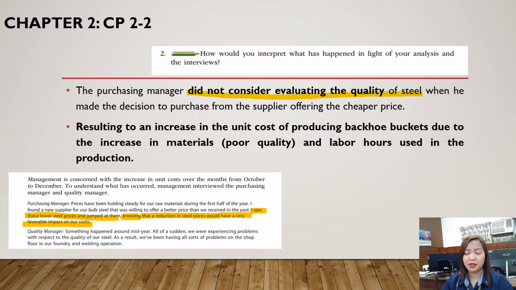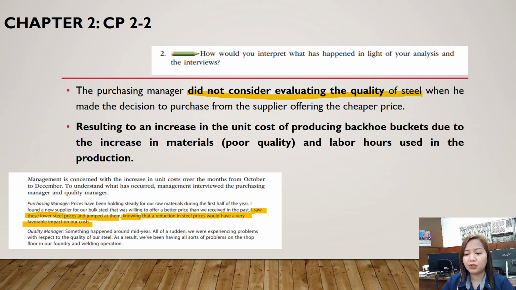Well, he is not wrong. If there is a reduction in the prices of raw materials, it really has a favorable impact on the cost. But the thing here is he did not consider evaluating the quality of the steel. He was not curious why their steel was cheaper than our current supplier's. So he did not consider that. He also did not ask the quality manager for his opinion. So that is what happened.